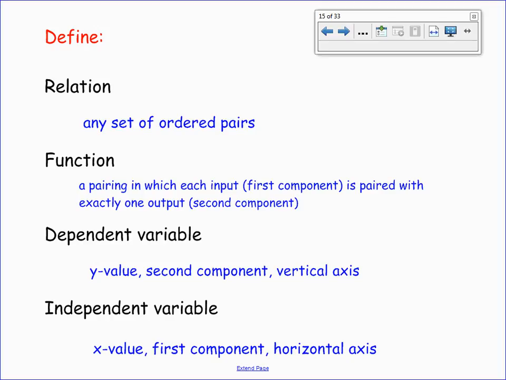So for our definition, a relation is any set of ordered pairs. Anytime we have a pairing of objects or items or numbers, we have a relation. A function is a special type of relation, a special type of pairing, in which each input, the first component, is paired with exactly one output, the second component.